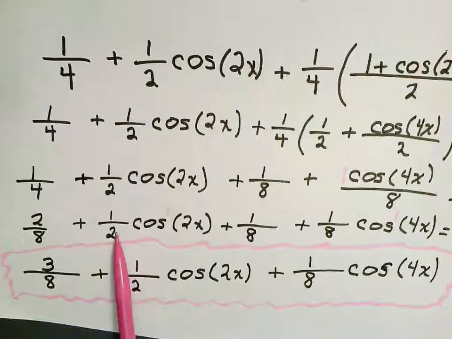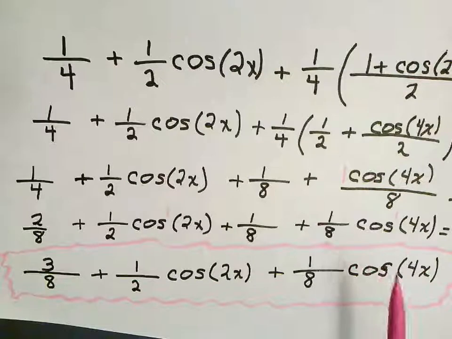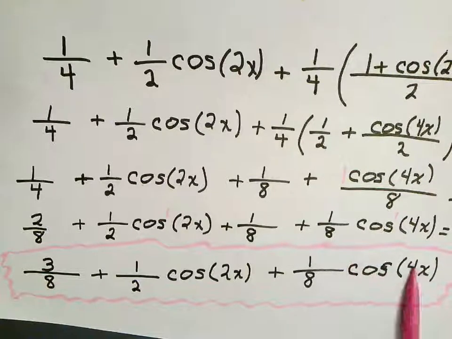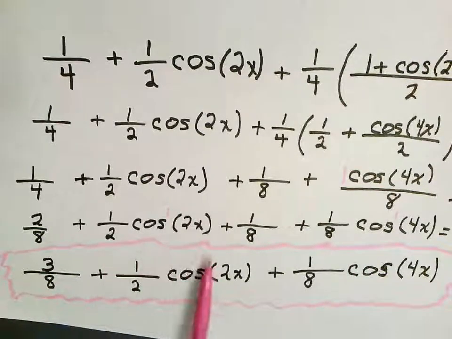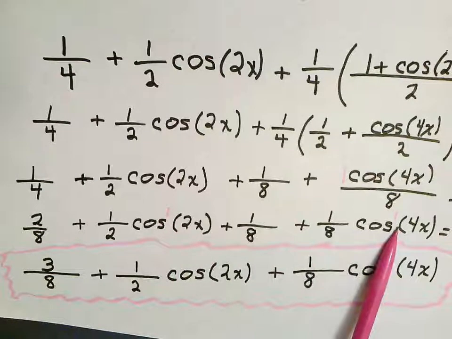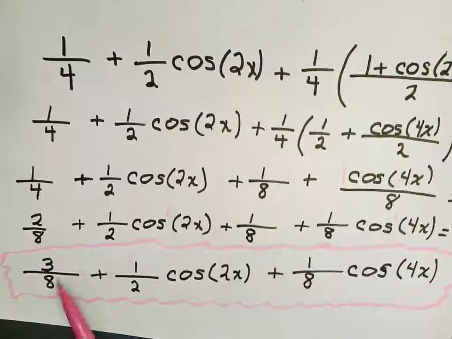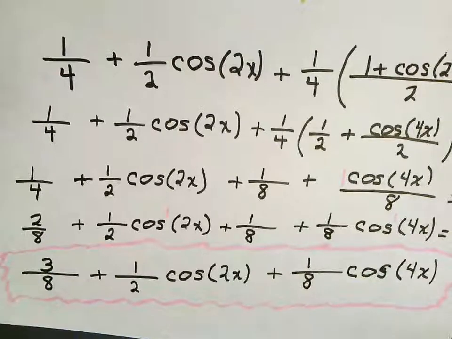I bring down the 1/2 cosine of 2x. And then I bring down the 1/8 cosine of 4x. And notice that each one of these now has a power of 1. See, we have reduced from an even power of cosine to a first power of cosine. That is our reduction formula.